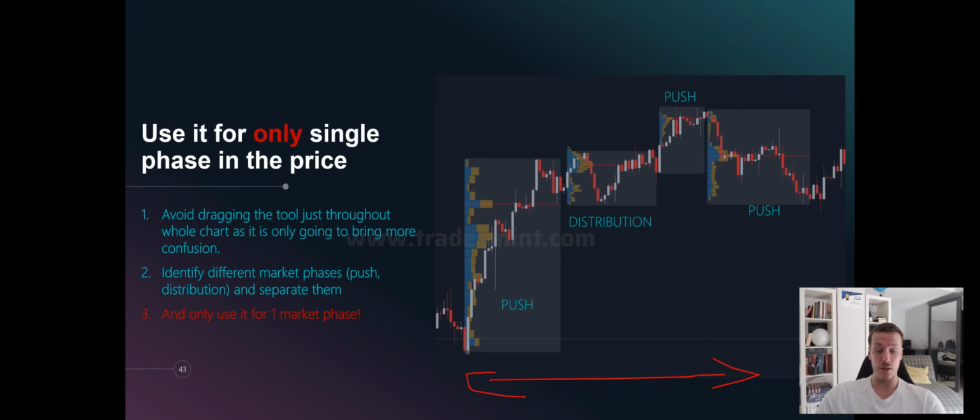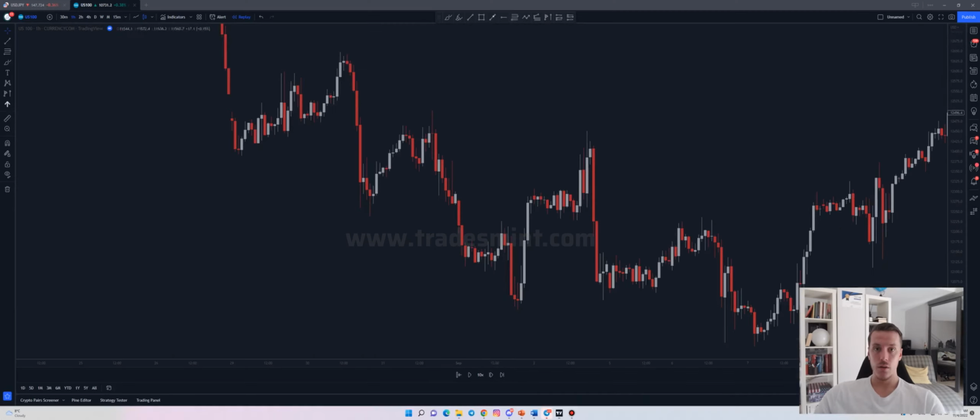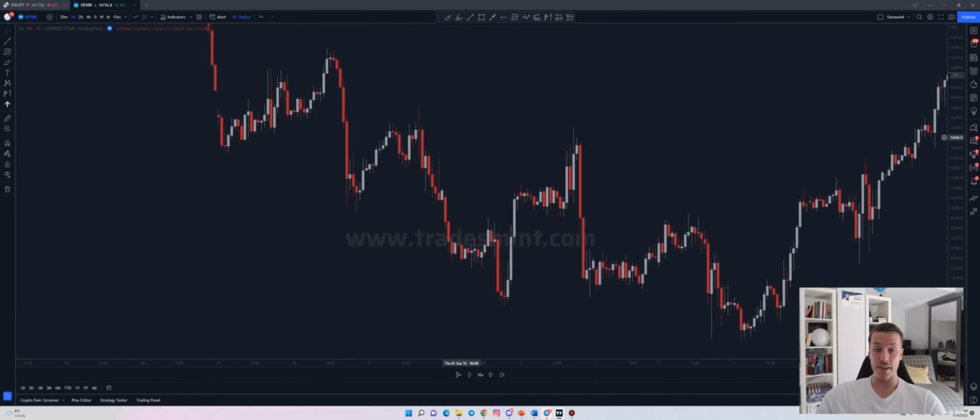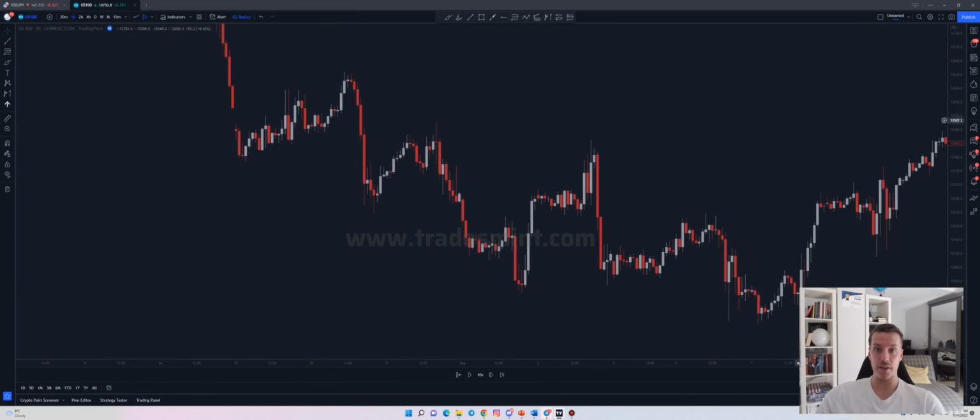So basically, the way you drag this tool is from this point to the end of this push right here, from the start of consolidation to the end of consolidation, or from the start of the push to the end of the push, or from the start of the push to the downside to the end of the push to the downside, right? Simple as that. Once again, I'm going to show you how to drag it. Here, the way you use it, you identify different phases of the markets.